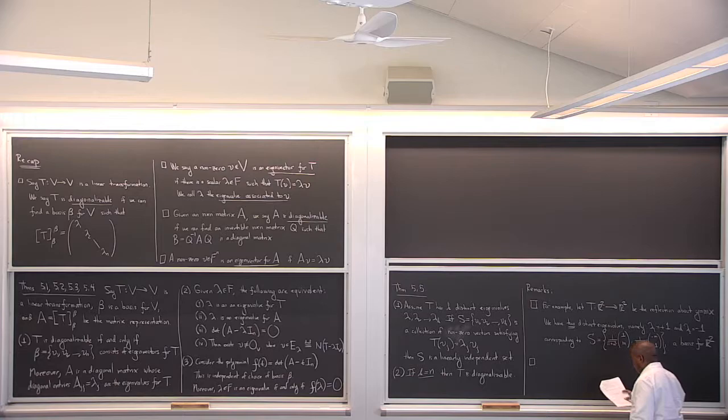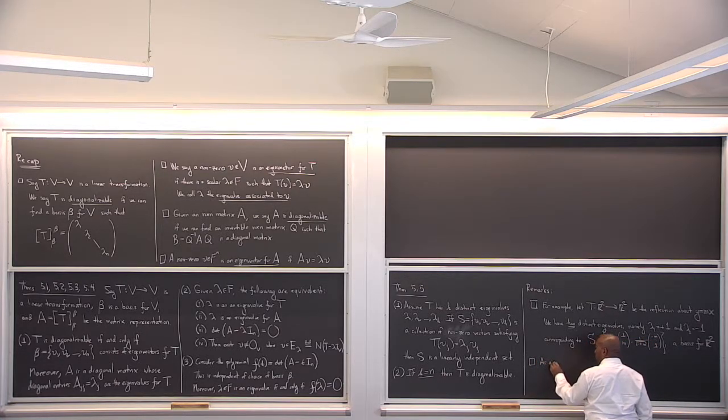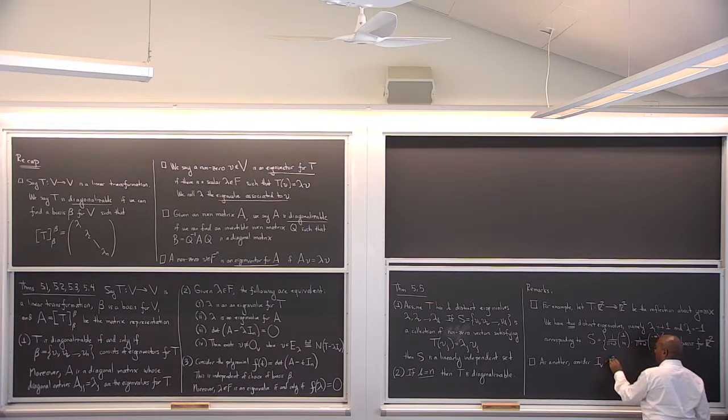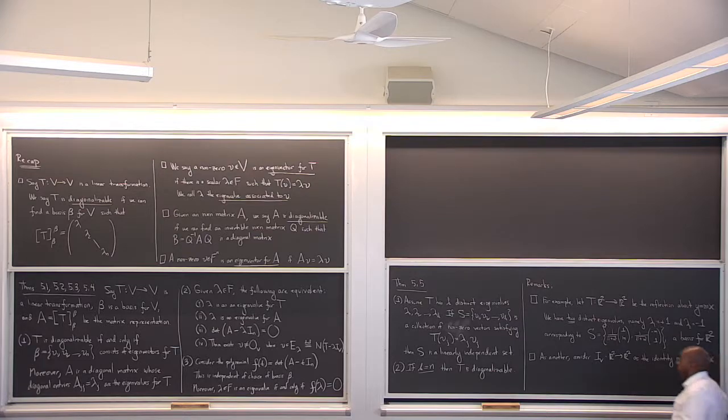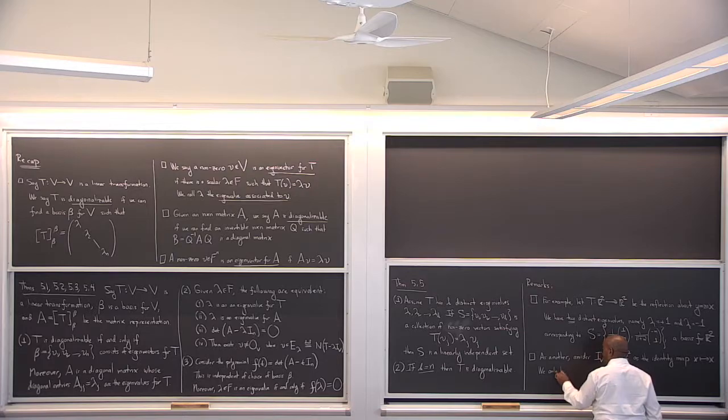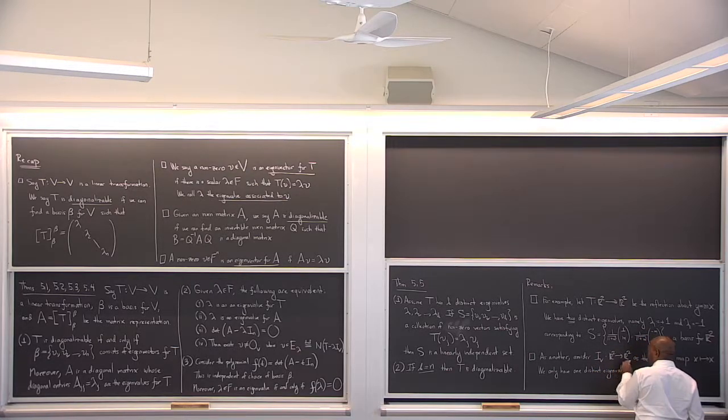As another example, let's consider the map I going from R2 to R2, the identity map. Remember that all this does is send a vector x to itself, so it really doesn't do anything. Well, we actually only have one distinct eigenvalue, namely lambda 1 and lambda 2 equal to plus 1. However, we know that this map is diagonalizable.